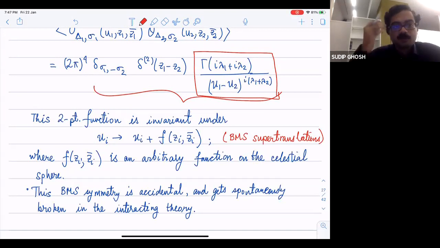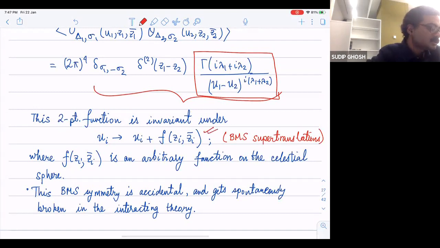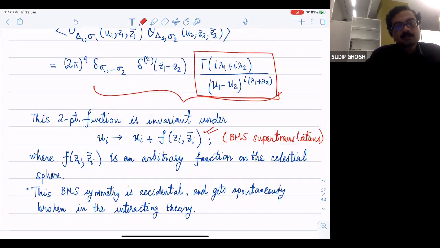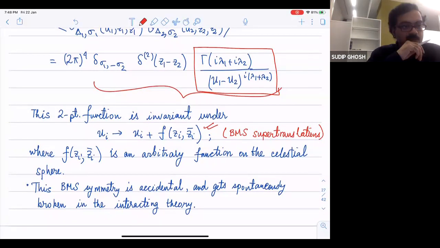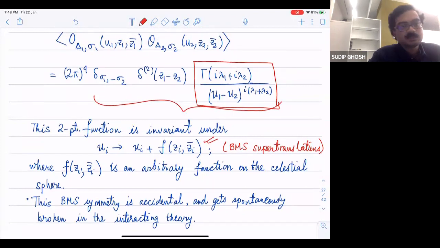Or if you try to compute higher point functions in the interacting theory, they will no longer be trivially invariant under this transformation. And that will be a signal of the fact that the BMS symmetry gets spontaneously broken, and we will get some Ward identities corresponding to that. We will see the consequences of those Ward identities in the next lecture. But for now, I just wanted to point out that the 2-point function has this accidental symmetry. Okay.